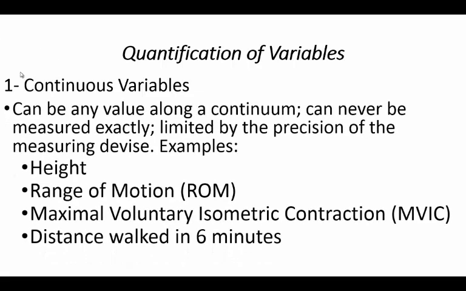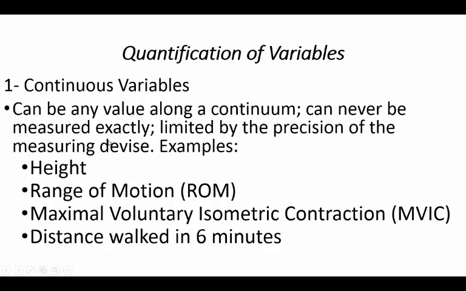Now, when we measure, variables come in different quantities and qualities. So it is very important to understand the different types of variables related to what they're measuring. In physical therapy, we use a lot of continuous variables. Continuous variables, from the word continuous, they go on and on forever. So they can actually be of any value along a continuum. That continuum goes on and on, theoretically forever.